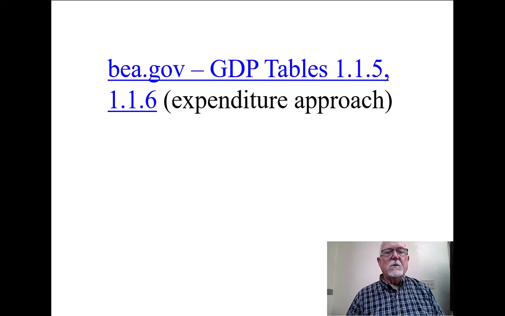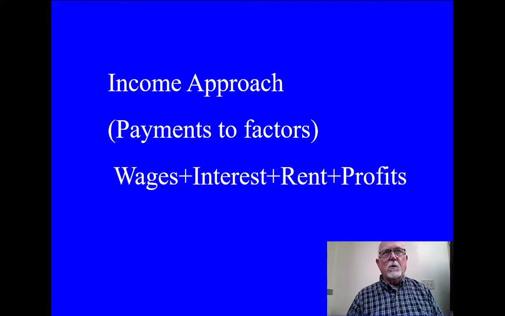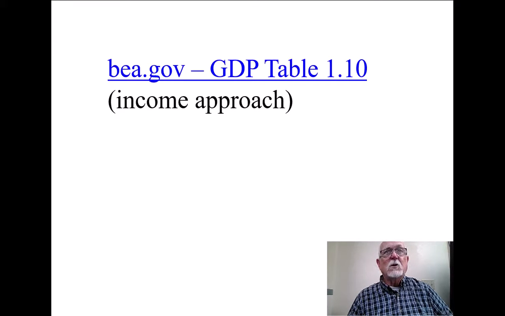Another way of looking at GDP is to look at that bottom part of the circular flow. And so if we add all the incomes that are generated from the new production and sale of that new production, add those payments together, that would be wages, interest, rents, and profits, then we would also get GDP. And that's actually on table 1.10.